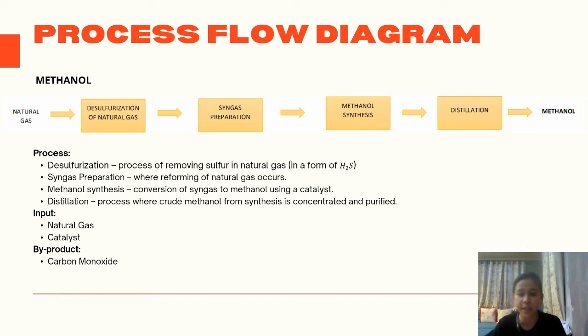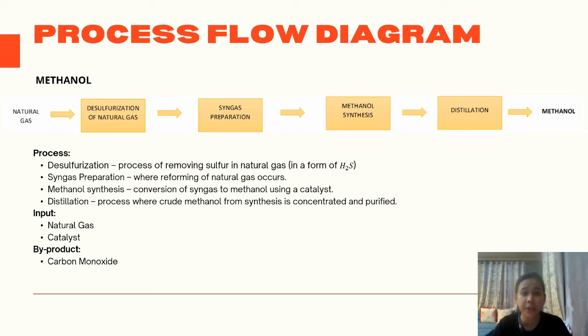The product syngas is then converted to methanol through the process called methanol synthesis. Lastly, the crude methanol will undergo distillation for it to be more concentrated and purified.